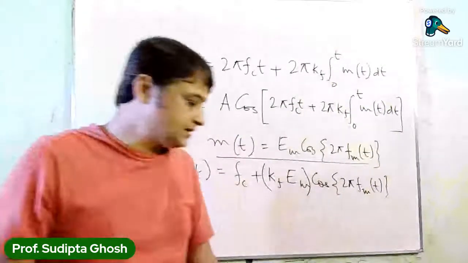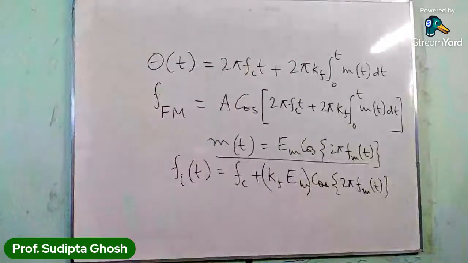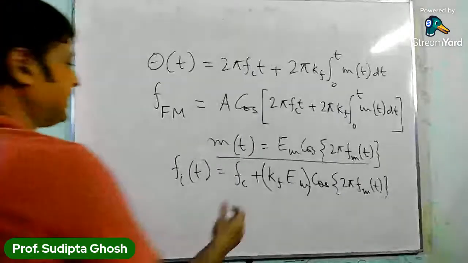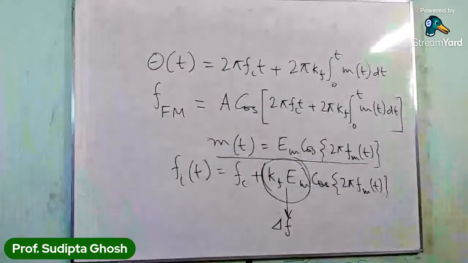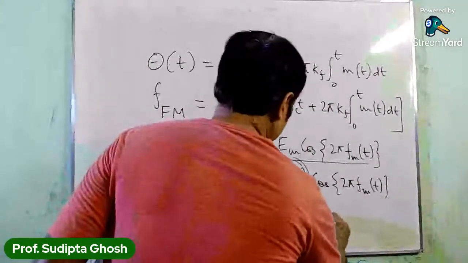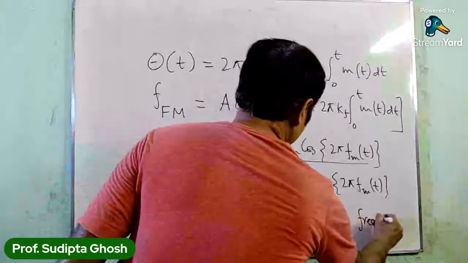So the spectrum looks like this: the instantaneous frequency fi actually swings up and down either side of fc over a range of plus minus kf into Em. This particular range, at which fi swings in the up direction as well as the down direction, is usually described in terms of the modulated signal's peak frequency deviation, and it is defined as kf into Em. It can be written as delta F, and this is the peak frequency deviation.